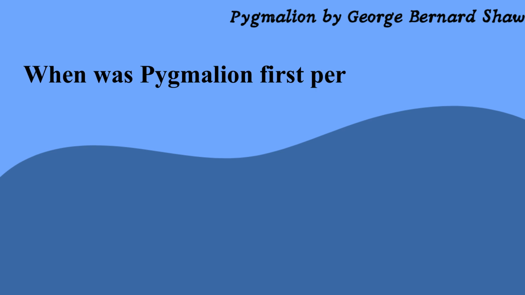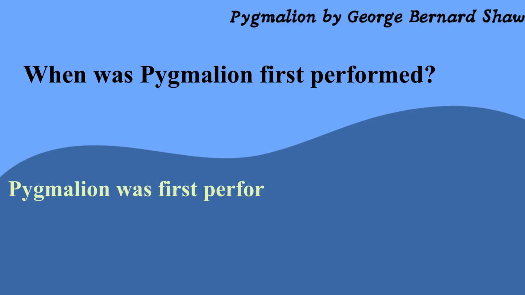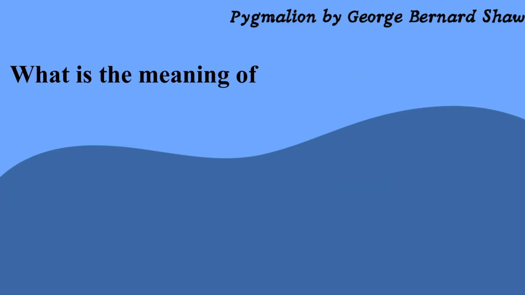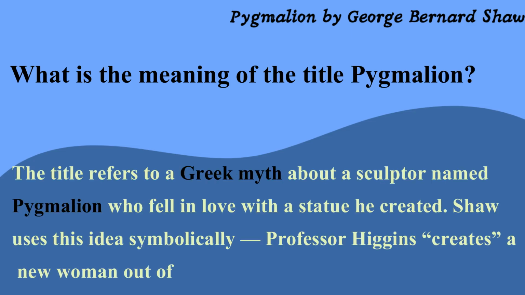When was Pygmalion first performed? Pygmalion was first performed in 1913 in Vienna and later in London in 1940. What is the meaning of the title Pygmalion? The title refers to a Greek myth about a sculptor named Pygmalion who fell in love with a statue he created. Shaw uses this idea symbolically. Professor Higgins creates a new woman out of Eliza Doolittle.